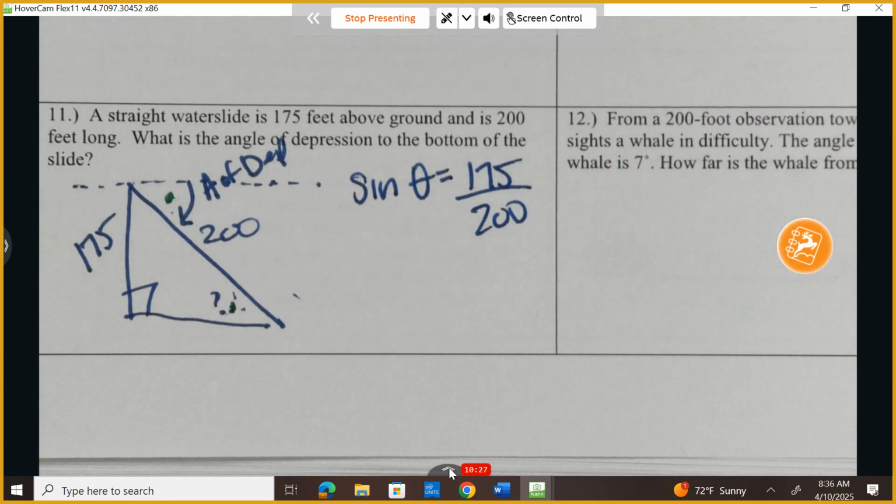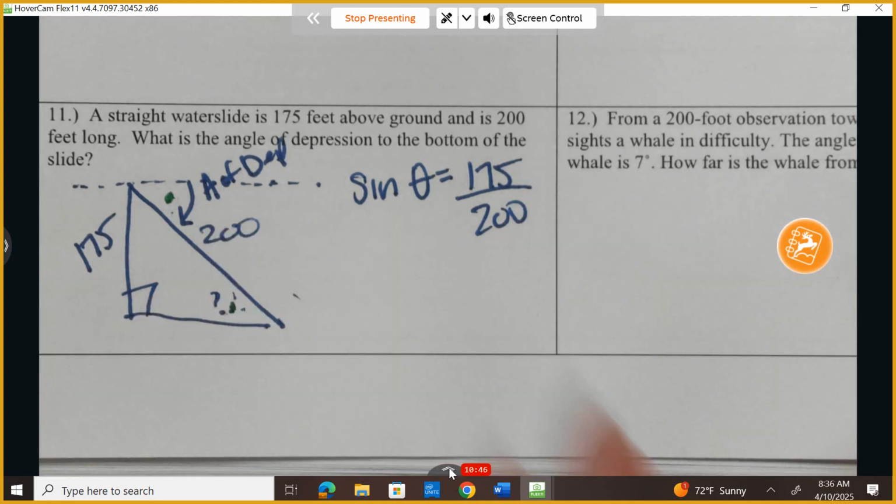Mario, how do I know that I'm going to have to use an inverse function to solve this? That little circle called theta. Whenever you want to know the theta, that means the angle measurement. Whenever you don't know the angle, we're going to use inverse.